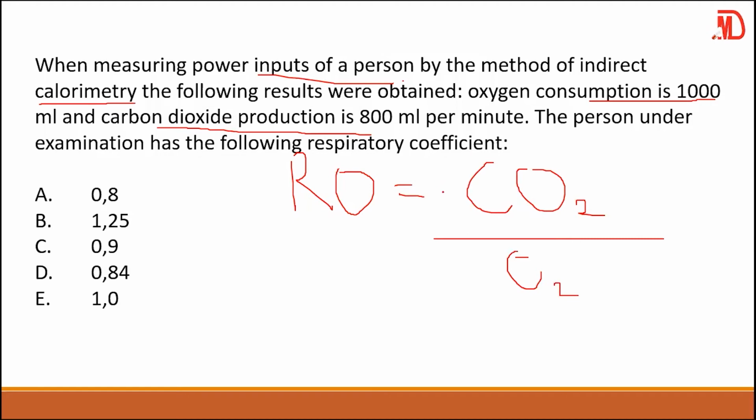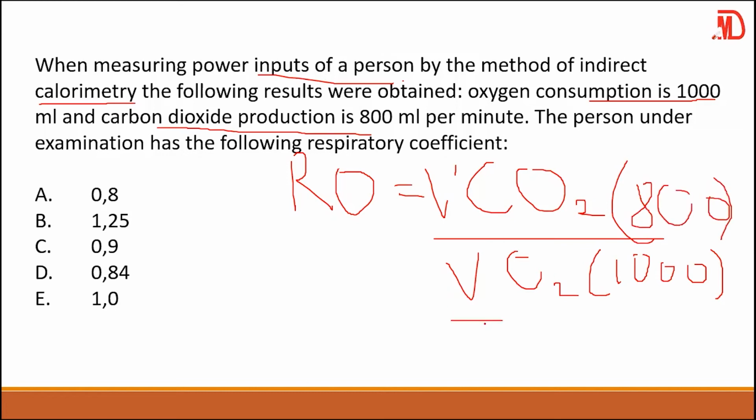I repeat, the volume of carbon dioxide produced over the volume of oxygen consumed. And each and every value can even tell you the kind of food it is. But before that, let's go to the question. What is the oxygen consumption? That is 1,000 mils. What is the carbon dioxide produced? 800.